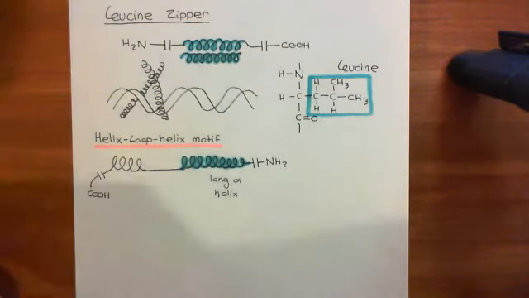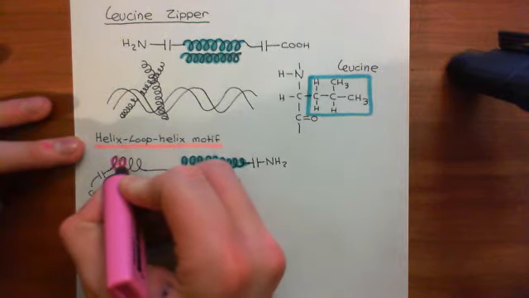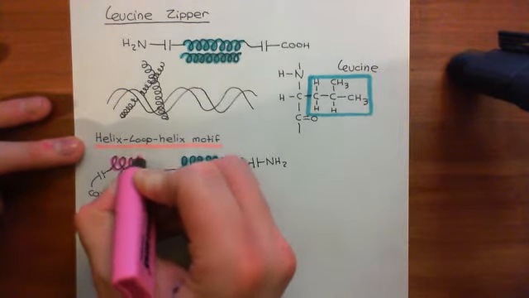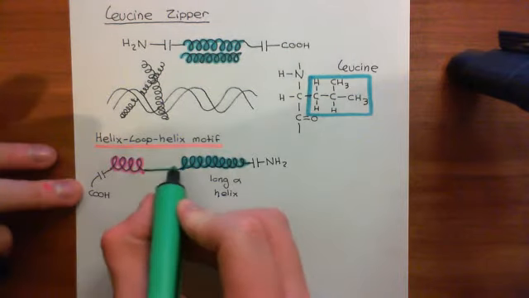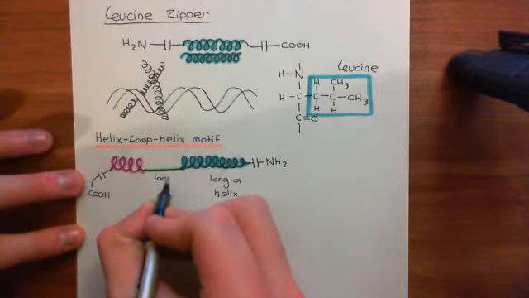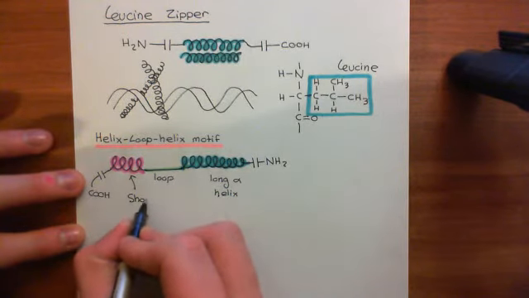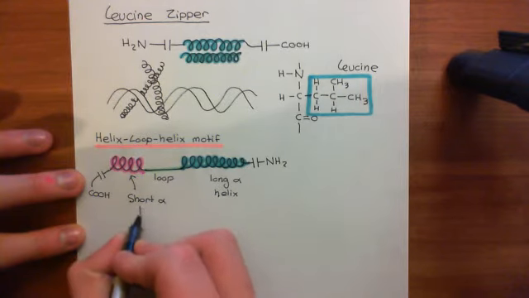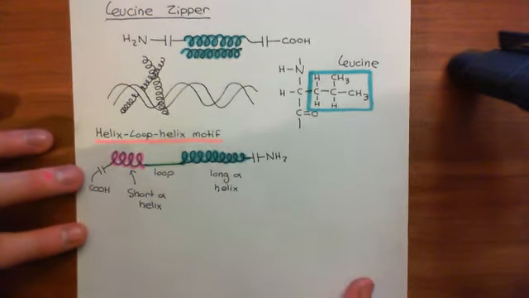So this now is the helix-loop-helix motif that is present within many different transcription factors. Okay, so we have our large loop here in green. So this is our loop, and in vivid purple here, this is the short alpha helix. Okay, so that's the structure of a helix-loop-helix motif.